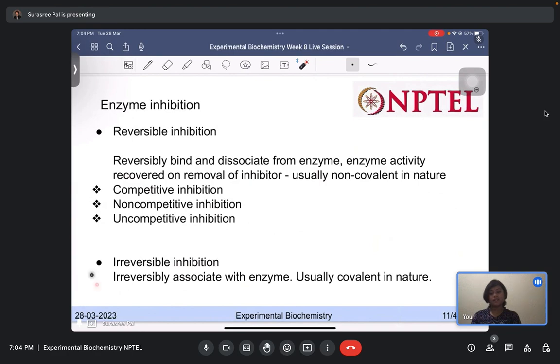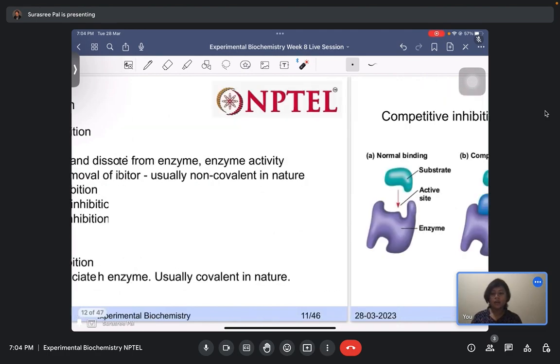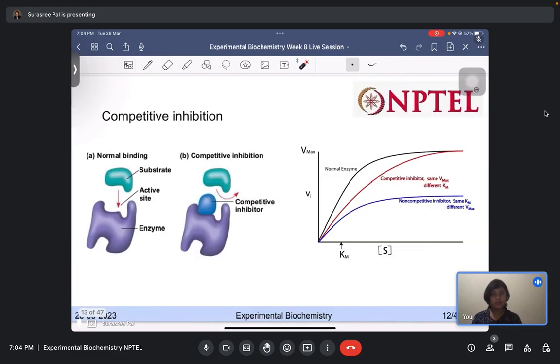And what is irreversible inhibition? When the inhibitor irreversibly associates with the enzyme, it does not dissociate from the enzyme, and that is why the interaction between the inhibitor and the enzyme is usually covalent in nature. So even if we remove the inhibitor, the enzyme will not regain its activity. Now we will discuss the three types of reversible inhibition.